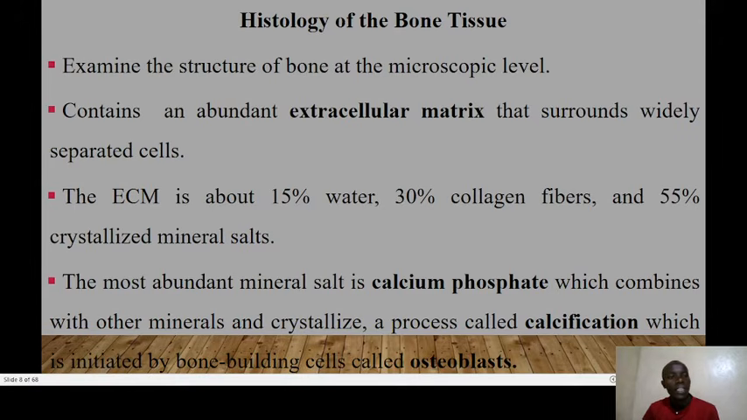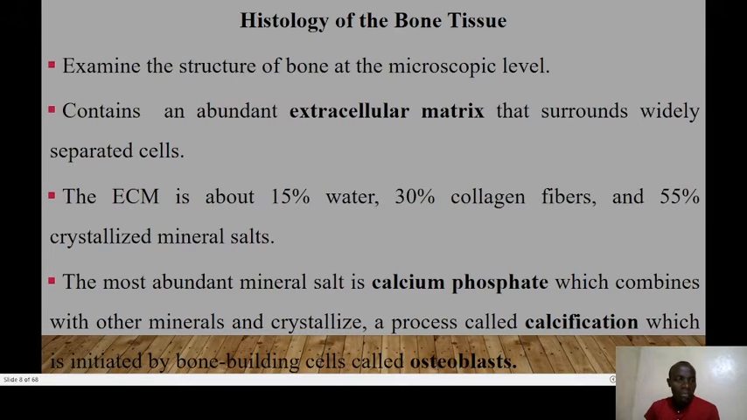Histologically, we examine the structure of a bone at a microscopic level. We say that it contains abundant extracellular matrix that surrounds widely separated cells, just like any other connective tissue.